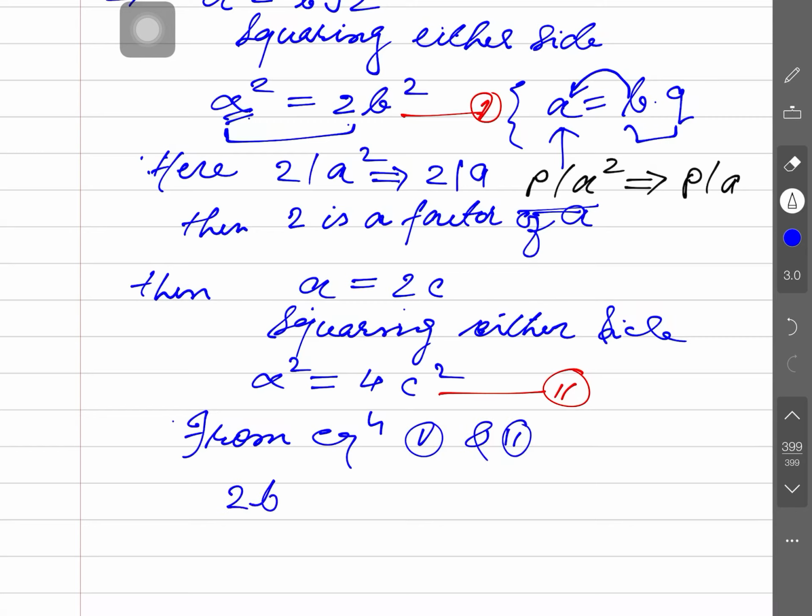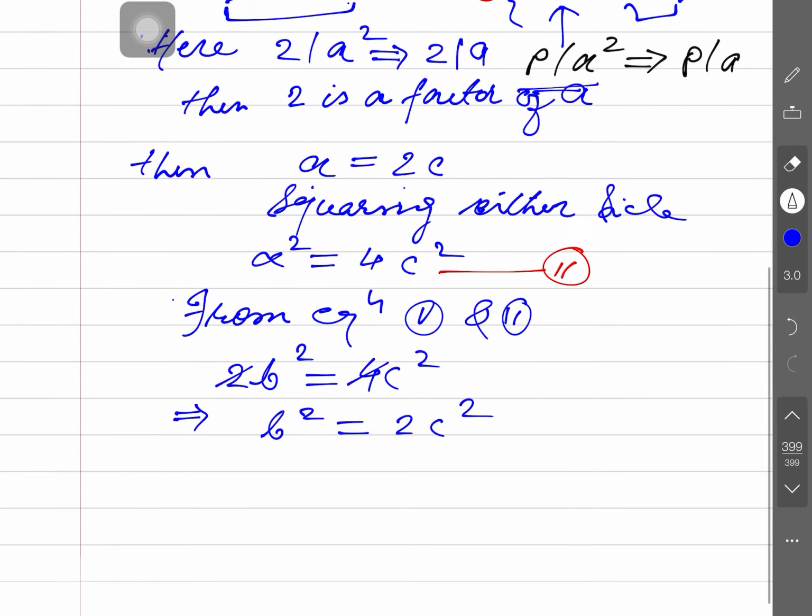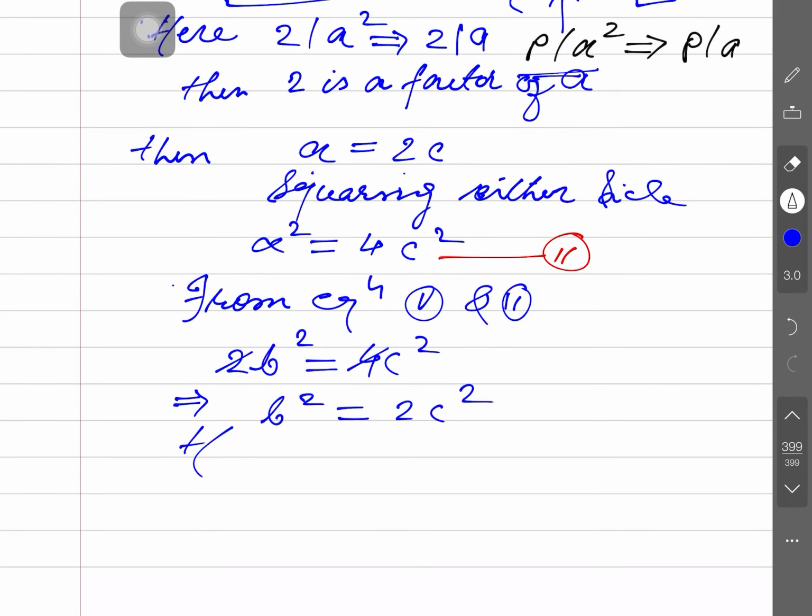Here it will be 2b² equals 4c². Further, 2 is common, so it shall be b² equals 2c². Okay guys, now see again, here the concept is approaching, that is, 2 divides b² implies that 2 divides b. Well understood or not?